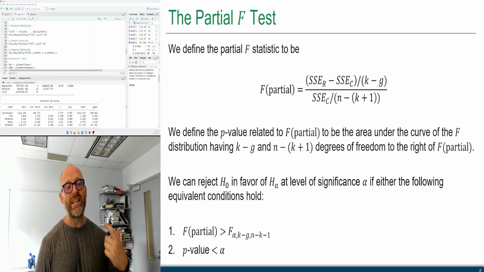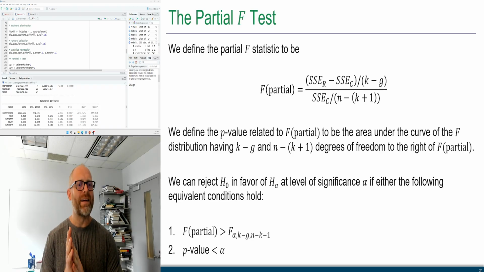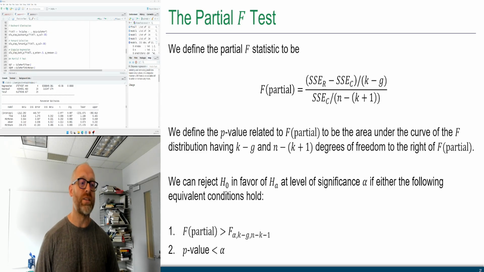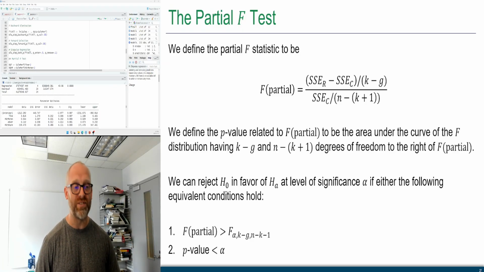So we're taking the difference between the reduced and complete: how much more is explained by the complete model than the reduced? Then we divide it by the degrees of freedom, which is k minus g. And then we divide SSE complete by its degrees of freedom, which is n minus k plus 1, the total predictor variables including the intercept.